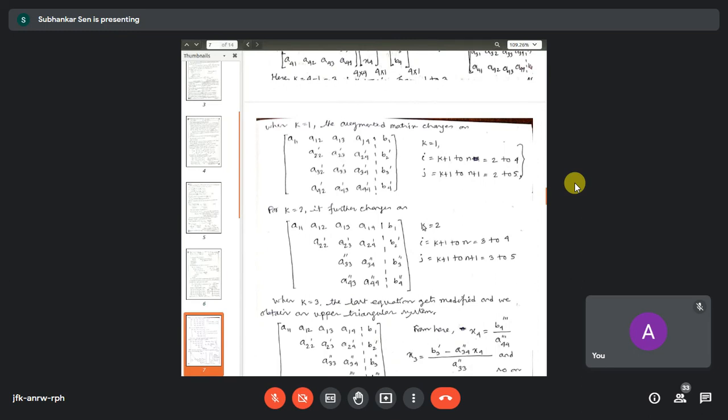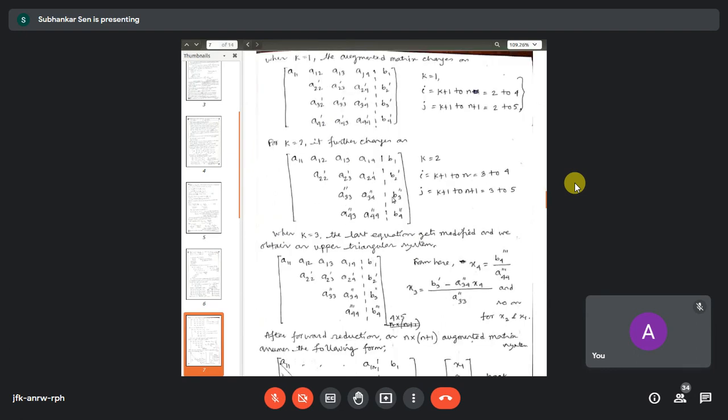Now when we go for k equals 2, we don't touch equations 1 and 2, they are already done. So we have to remove this term. In the k equals 2 step, we have to remove this term. To eliminate it, we choose i equals k plus 1 to n always. Here k is 2, so 3 to 4. So we need to handle only the third row and the fourth row. And j will be 3 to 5, third column, fourth column, fifth column. So only these 6 terms we have to modify.